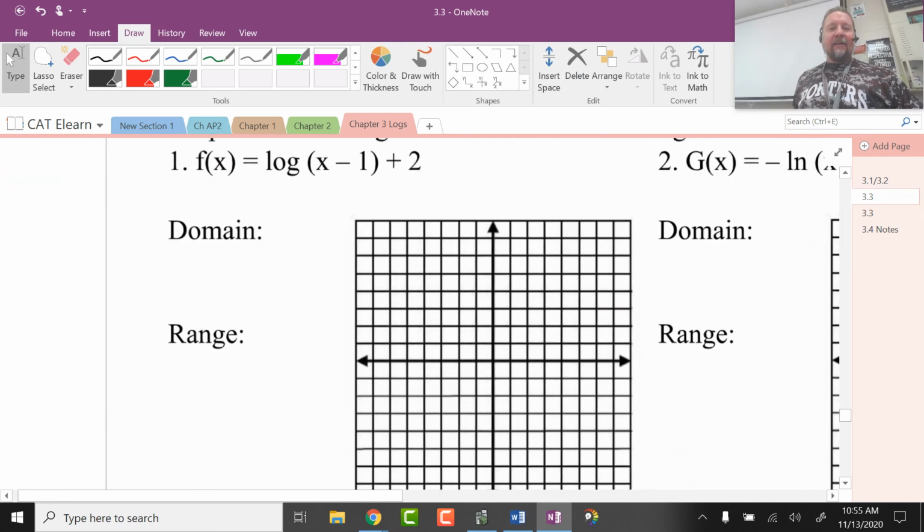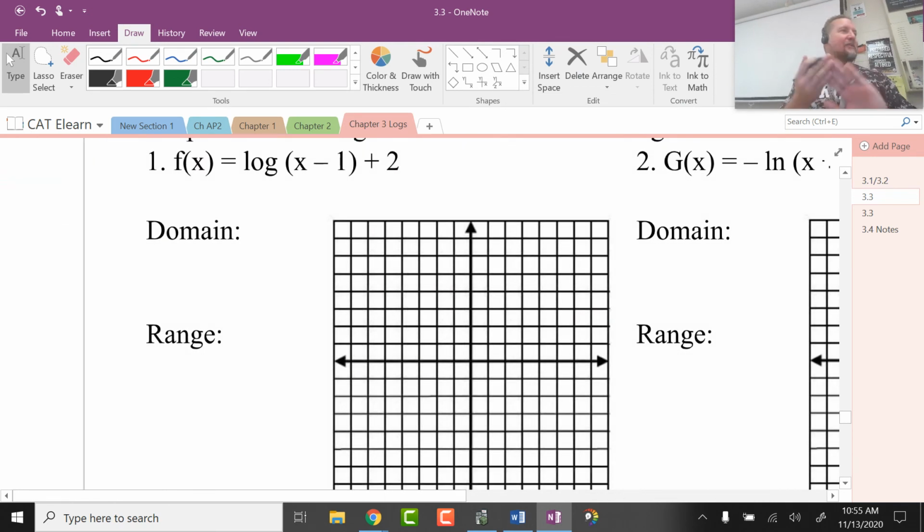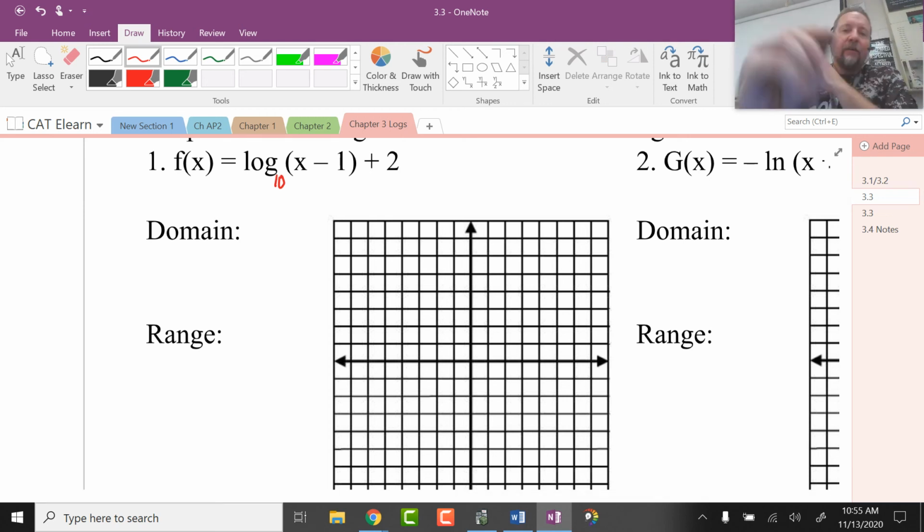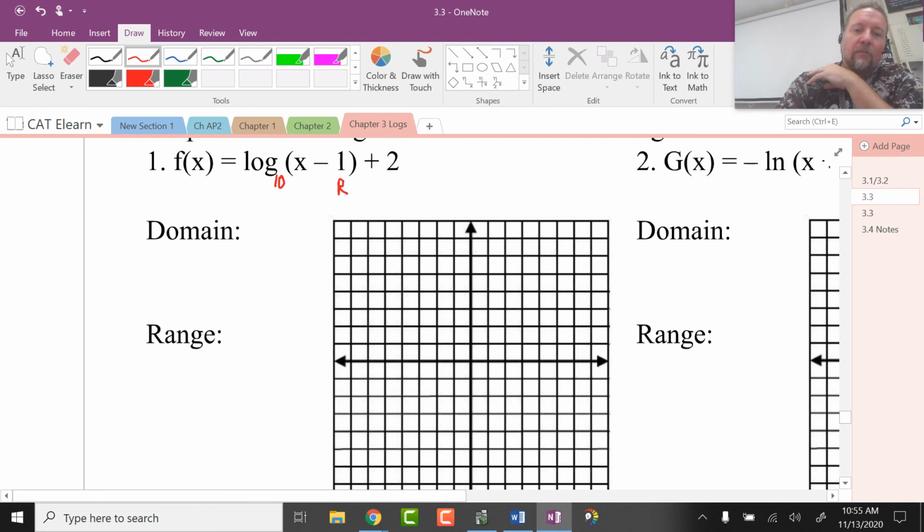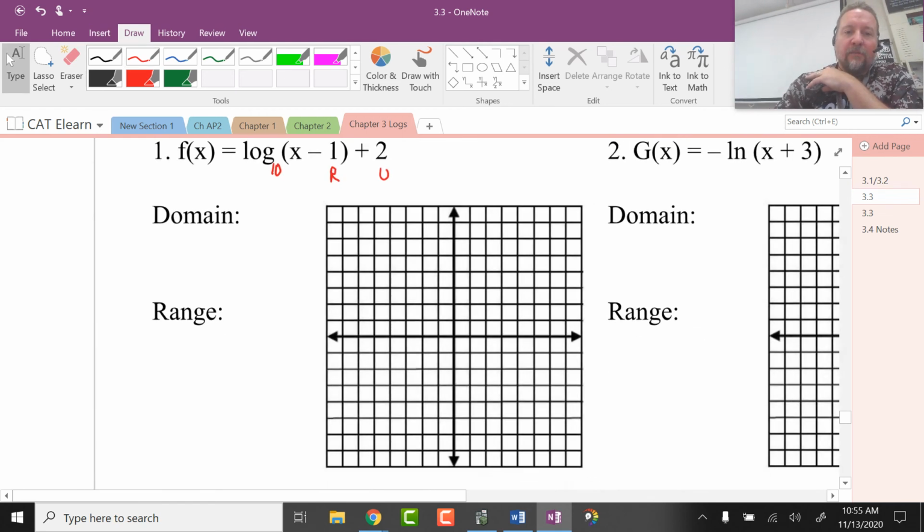Hey, what's the base on this logarithm? Starting this shindig off here. It is 10. Okay, and then what does the 1 do? What's the shift on this? Good, and then what's the 2 do? All right, and then where's the asymptote?